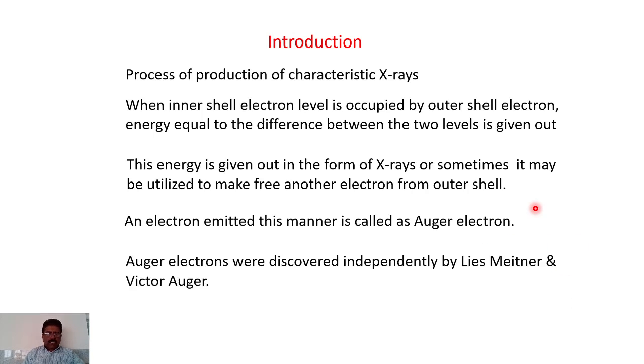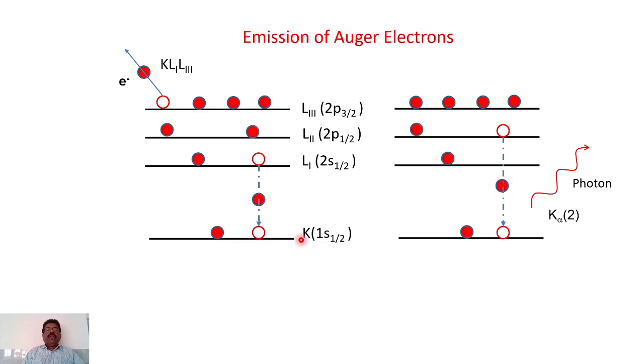Now this OJ electron was discovered independently by two scientists, Lise Meitner and Victor OJ. This effect was named after the scientist Victor OJ. Therefore, it is known as OJ effect. So this effect is very important. Now, how this process happens, I will just explain whatever I have told in the introduction.